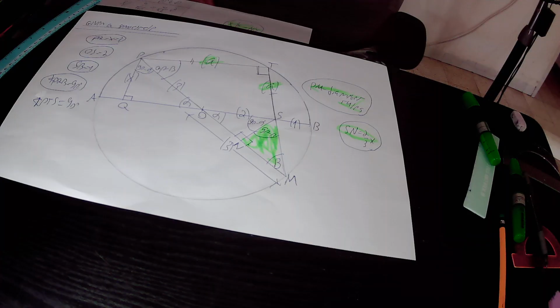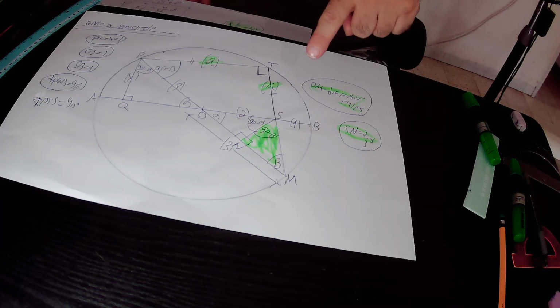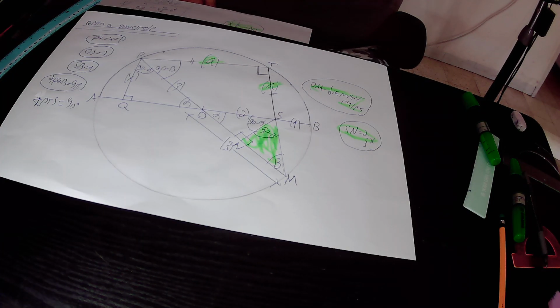It is given in the question that PT equals TS. So if we define the length of line segment PT as a, then TS must also be equal to a because they are equal to each other.